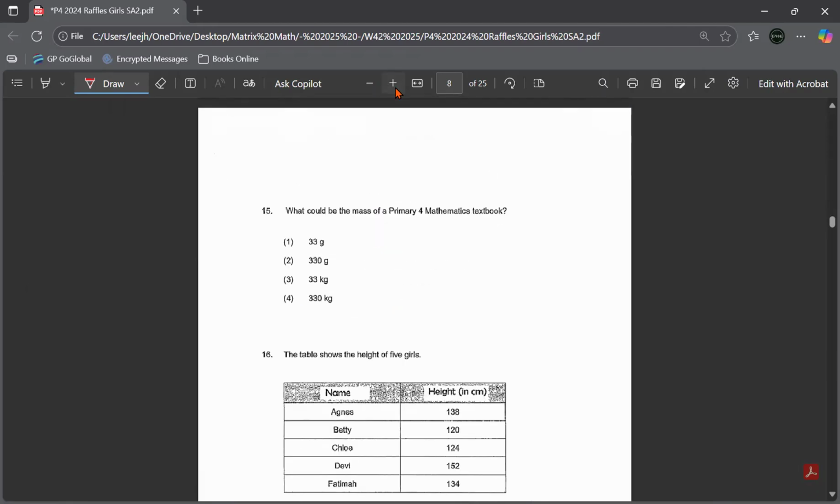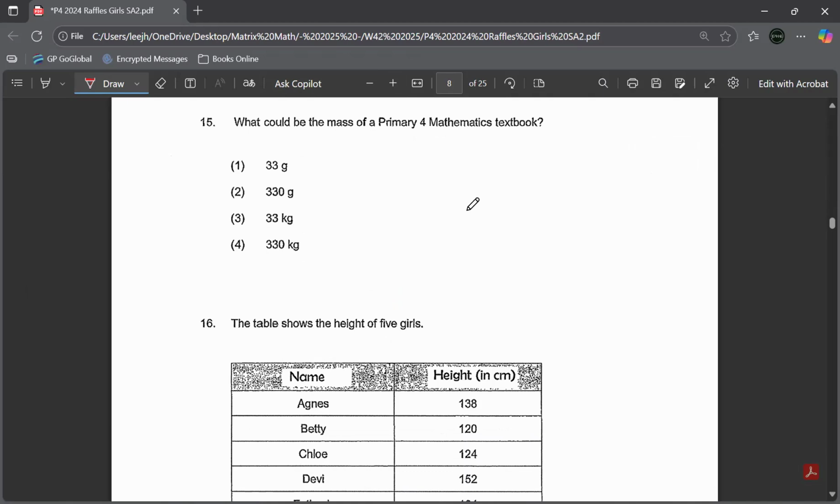Okay, I enlarge back. Question 15. What could be the mass of a primary four mathematics textbook? So you cannot tell me it's 33 grams. It's way too light to be a textbook. Textbooks are generally quite thick. But if you look at the kg, 33 kg is like a human being. And 330 kg can be like an elephant or something. So these two are definitely not. So the most reasonable answer is number two, 330 grams.